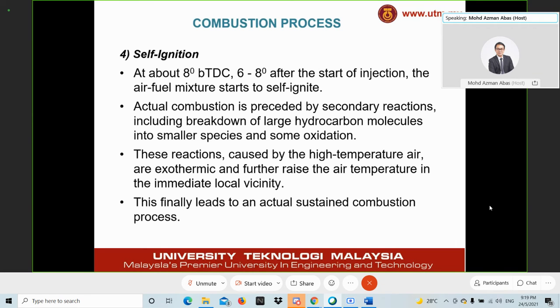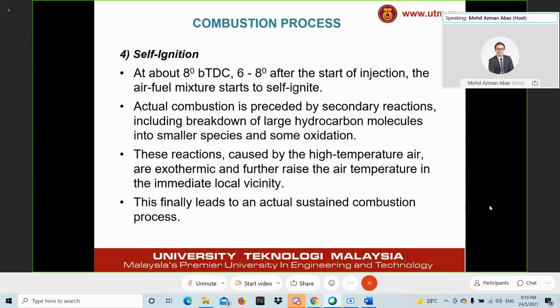Then you have the self-ignition at about 8 degrees before TDC, in the range of 6 to 8 degrees after the start of injection, when the air-fuel mixture starts to self-ignite. Actual combustion proceeds by secondary reactions, including the breakdown of the large hydrocarbon molecules into hydrogen and carbon, into smaller pieces, and some oxidation.